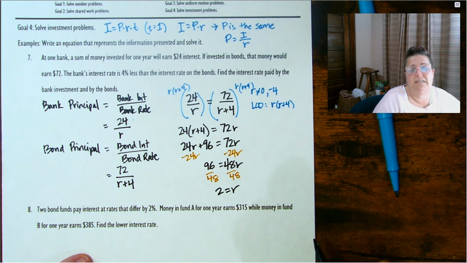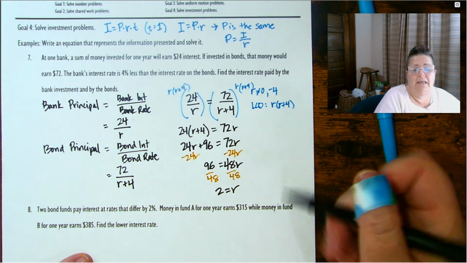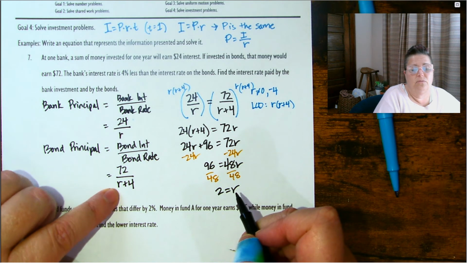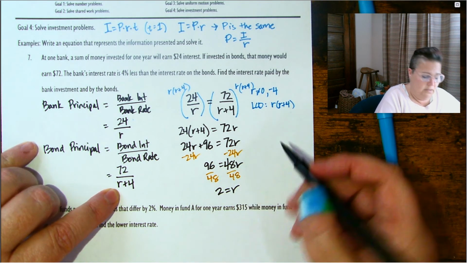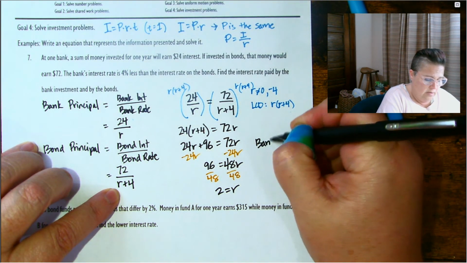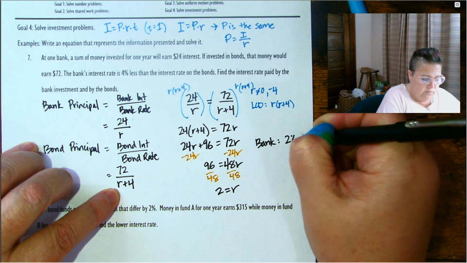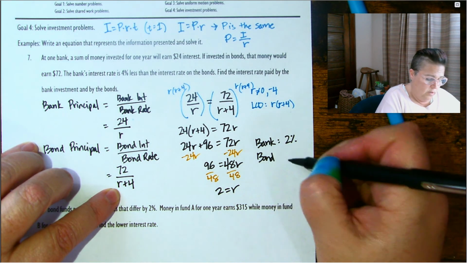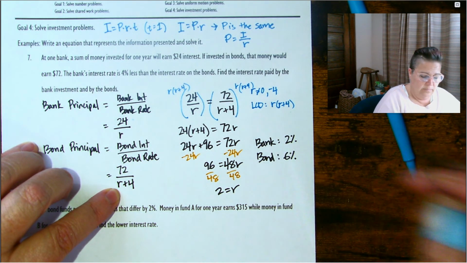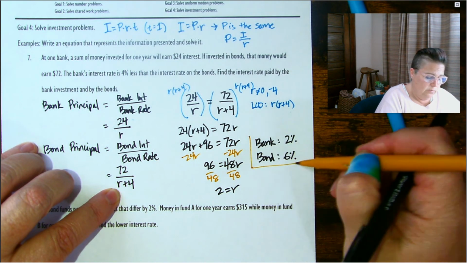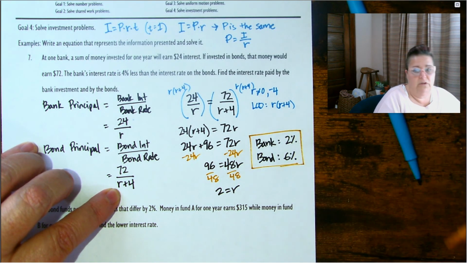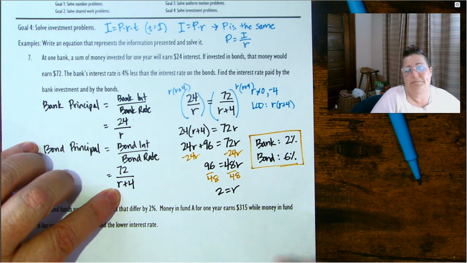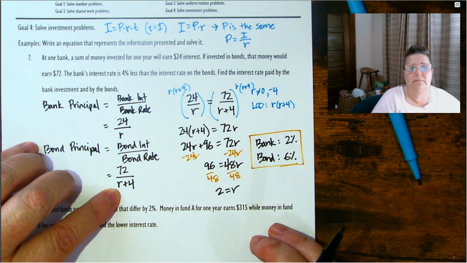So 2% is the rate for the bank. R was the rate for the bank. For the bonds, the rate is R plus 4. So the bank is at 2%. The bonds are at 2 plus 4, or 6%. And that makes sense, because when you triple your interest rate, you should triple your money, right? 72 is 3 times 24. So that one will work.